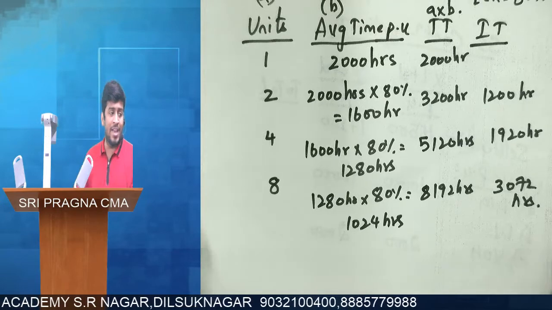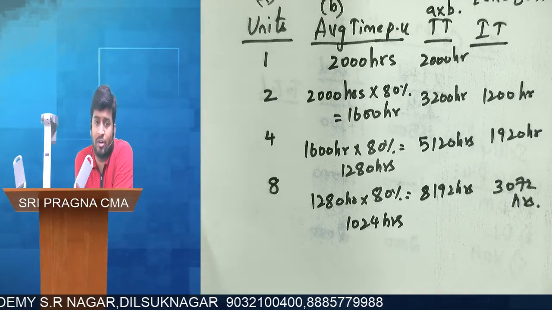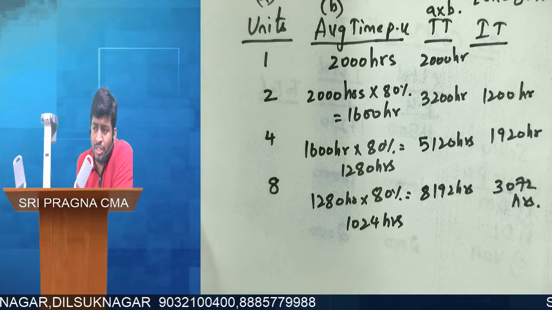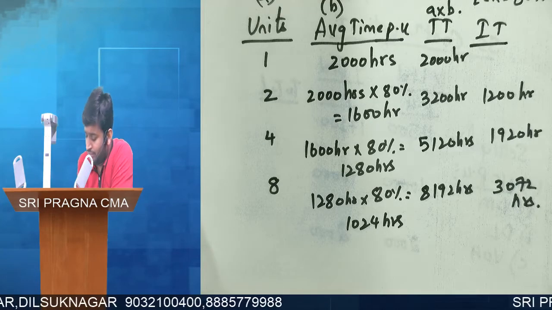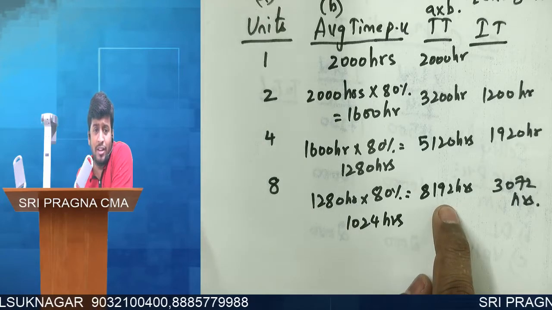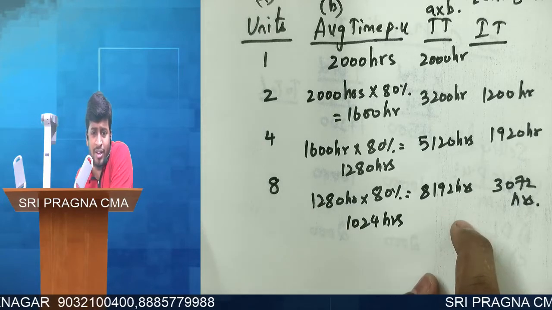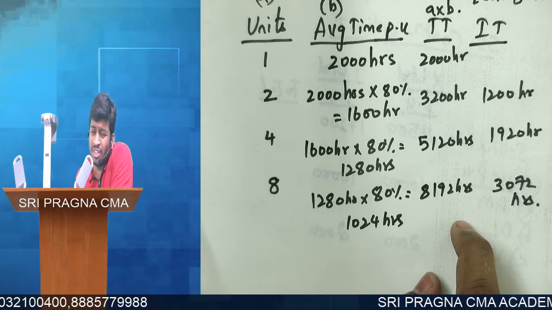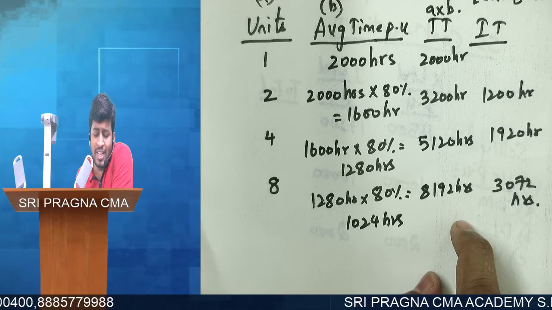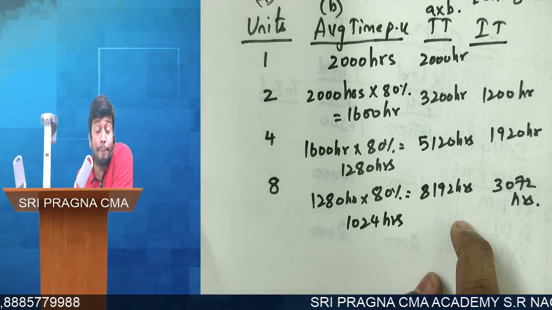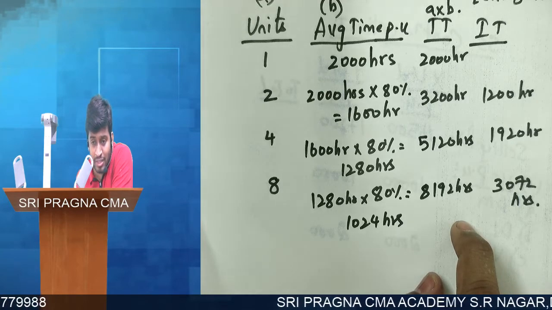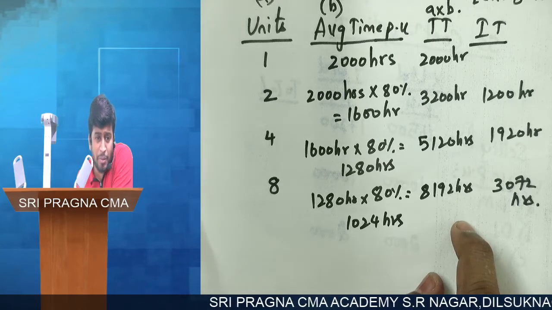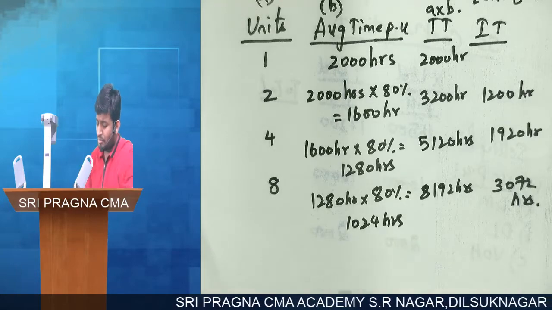If the company manufactures all the 8 units, what is the total time taken by the company? 8,000 hours. What is the rate per hour? Into 4. That is the labor cost for 8 units. I want per unit.